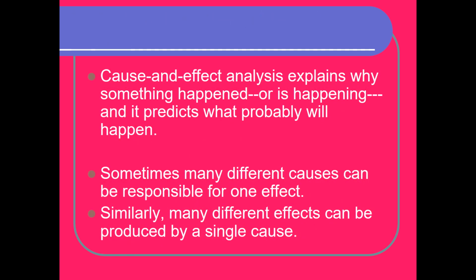Cause and effect analysis explains why something happened or is happening, and it can predict what probably will happen. Sometimes many different causes can be responsible for one effect. Similarly, many different effects can be produced by a single cause. So you may have all kinds of causes, which we just read in the story. All of those things, they got the pump, they started selling it, the boys got in trouble. All of those things caused your effect, which was that the women broke the pump.